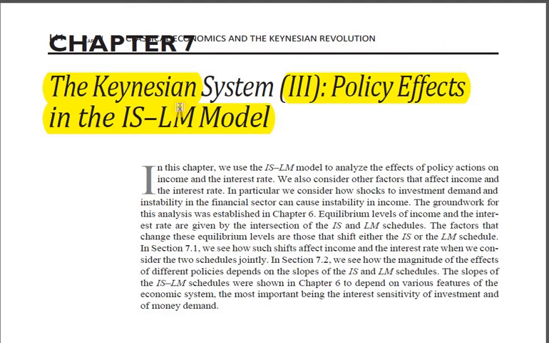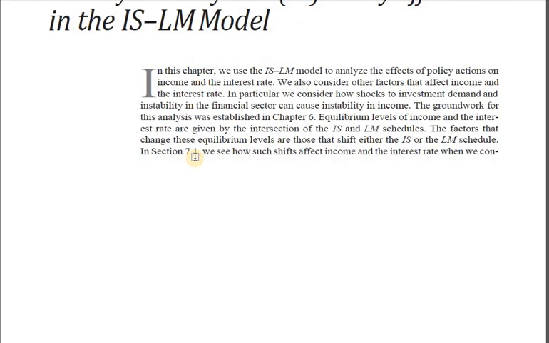So let's get on to chapter number 7 of Froyen, which is the Keynesian system, policy effects in the IS-LM model. Before beginning this lecture, we should be very thorough with a few concepts. Number 1, how to derive the IS curve, how to derive the LM curve, what makes them look steeper or flatter, what are the factors that determine their slope. And the last thing is, what are the factors that can shift them rightwards or leftwards. If we are thorough with these things, then this chapter is a cakewalk. Very simple. So let's begin.